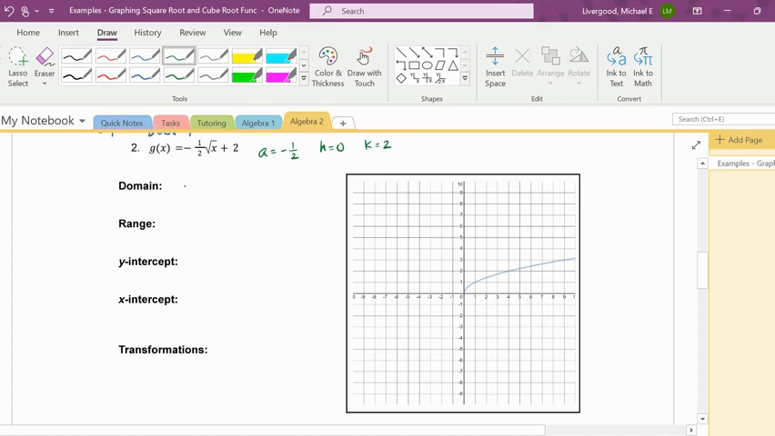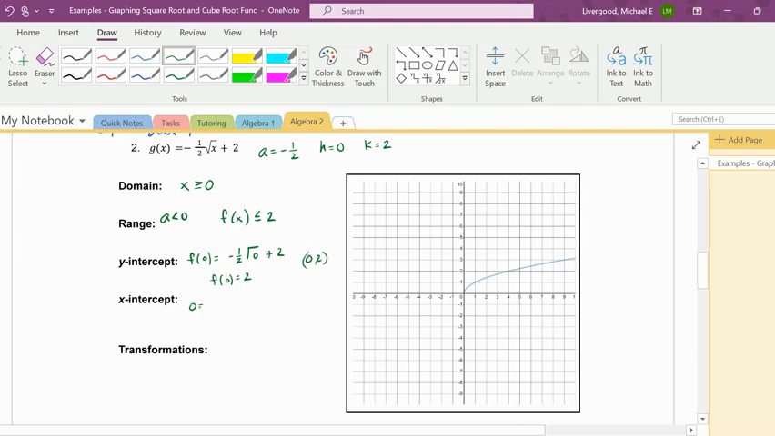So domain, once again, we set the radicand greater than or equal to 0. Couldn't get easier than that. Now, in this problem, our a value is less than 0. So that means our function is going to be decreasing, moving down. So f of x is less than or equal to 2. All right. Y-intercept, again, substitute 0 for x in any function, and you can find a y-intercept if it exists. So this would look like negative 1/2 times the square root of 0 plus 2. And in this case, f of 0 is going to equal 2. So we have a y-intercept of 0, 2.